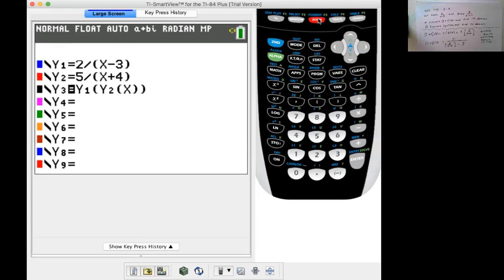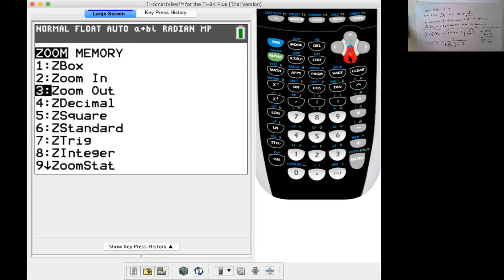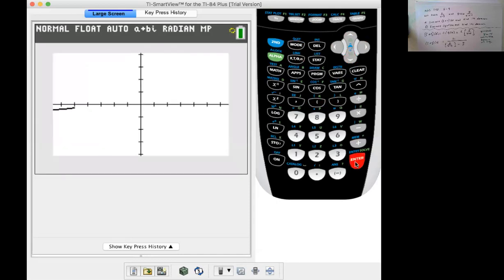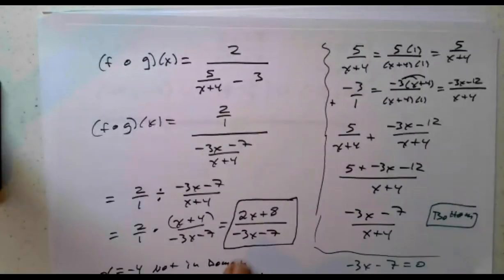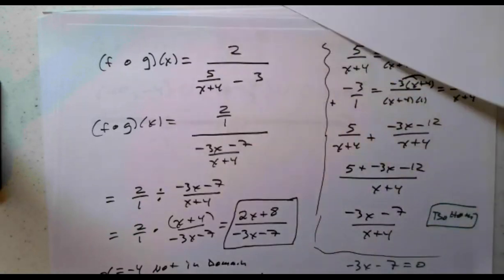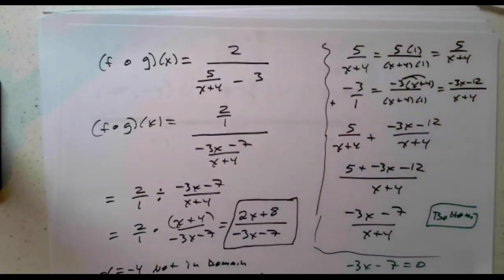Let's try zoom decimal, see what that looks like. So this is what we believe f circle g of x is. So great, we have a few points on here to work with. And what did I compute it to be? I computed it to be 2x plus 8 over negative 3x minus 7. So let's see if that's the case. 2x plus 8, negative 3x minus 7.